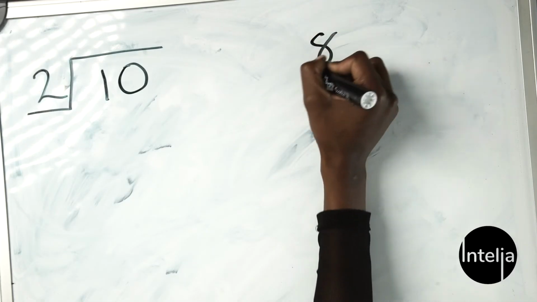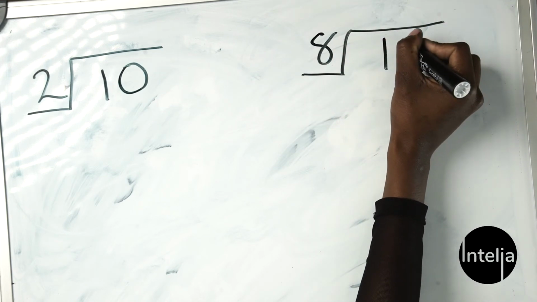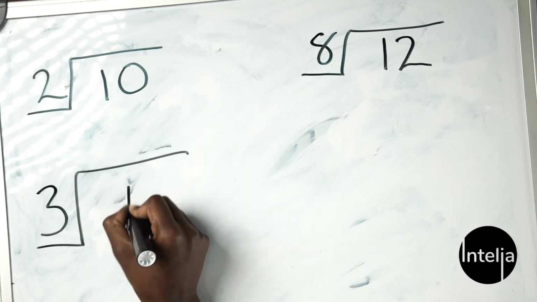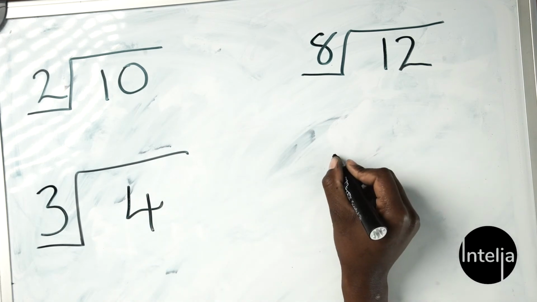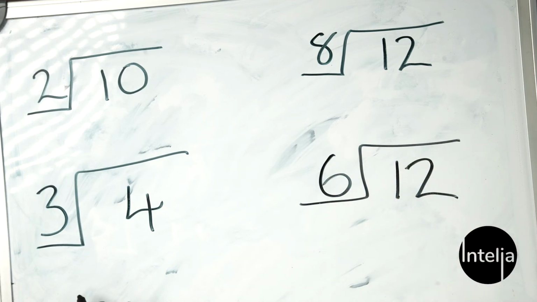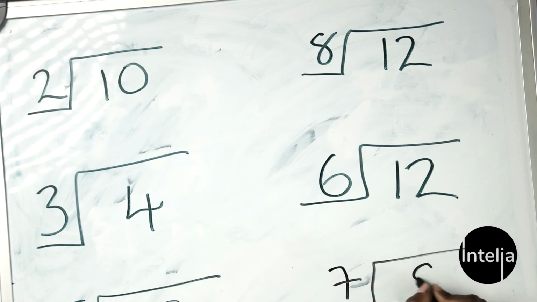2 divided by 10. 8 divided by 12. 3 divided by 4. 6 divided by 12. 5 divided by 13, and then 7 divided by 9, like this.